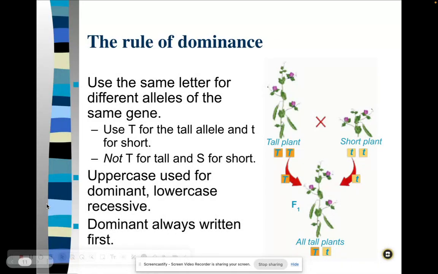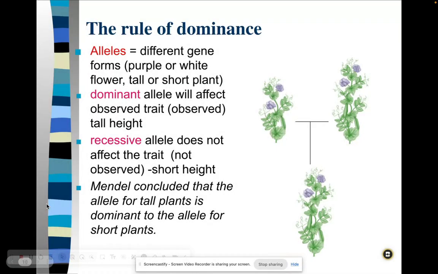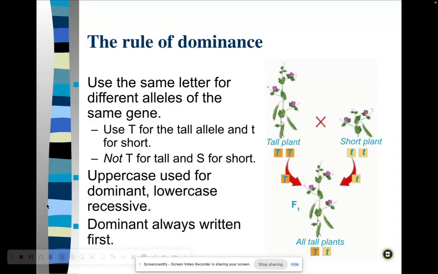So for the rule of dominance, how do we illustrate these? Okay, so you use the same letter for different alleles of the same gene. So that means you would use capital T for the tall allele and lowercase t for short, not T for tall and S for short. And uppercase is always used for dominant alleles and lowercase for recessive. And dominant is always written first. So if you want to do accurate Punnett squares, these are some rules you have to follow.